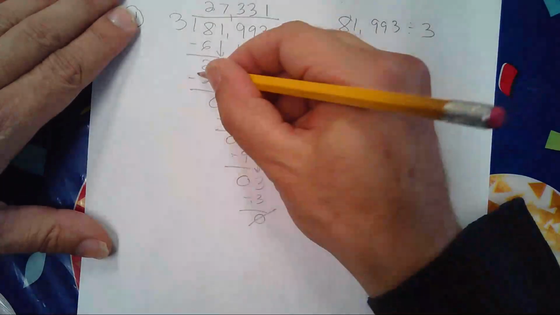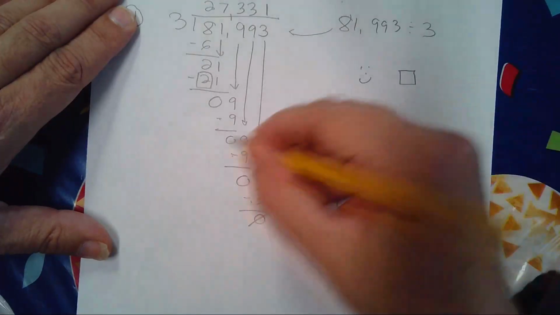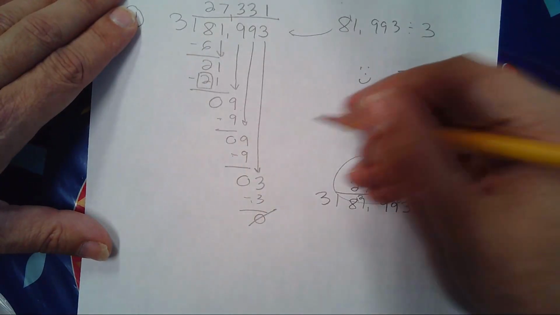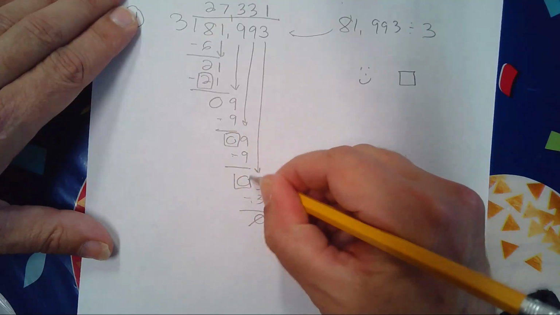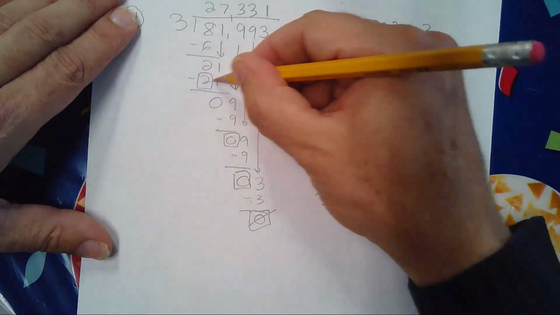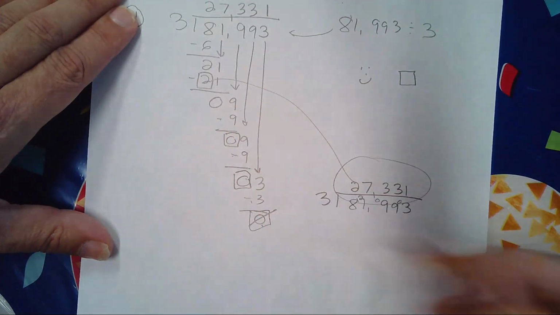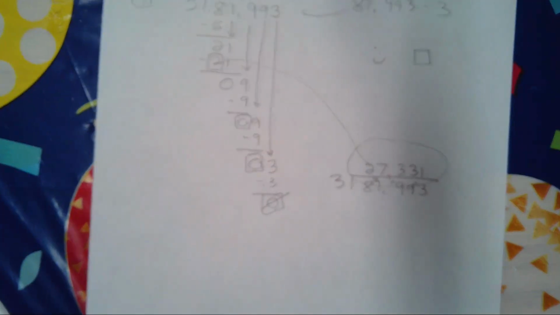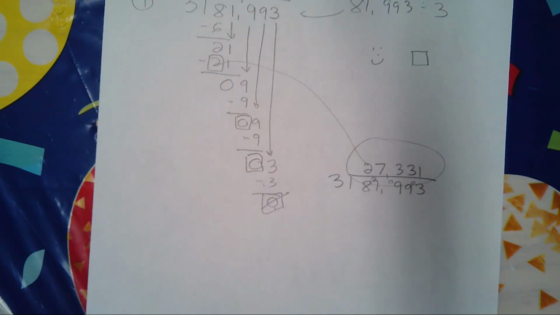Basically, anything that I would carry over when I do my subtractions here is just right here. There's the 2, the 0, the 0, the 0, the 0, the 0. So you see kind of how I did that there?